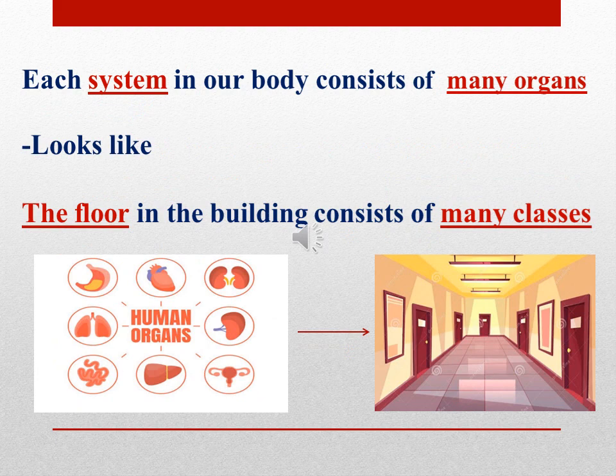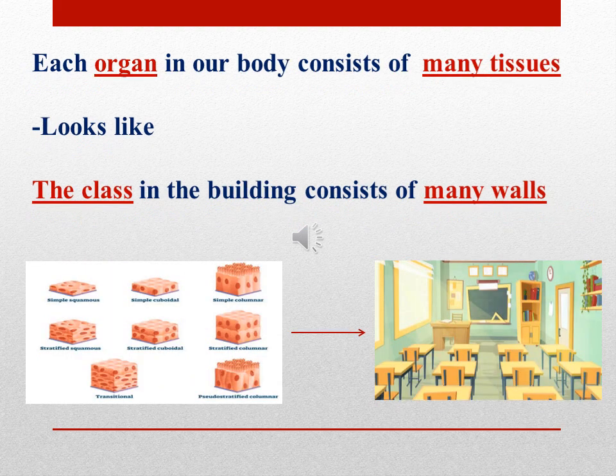If we imagine any system in our body looks like the floor in our school building, we can find that the floor in our school building consists of many classrooms. Each organ in our human body consists of many tissues. Each tissue consists of layers above each other. So if you imagine that any organ in your body looks like the classroom, you will find the classroom around you consists of many walls.